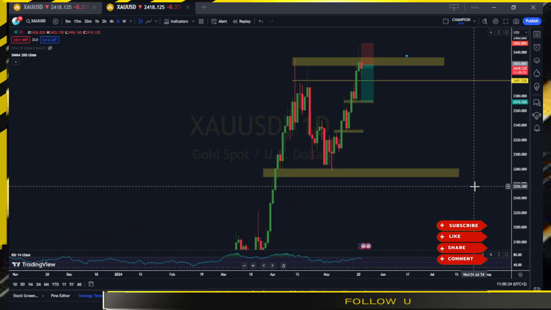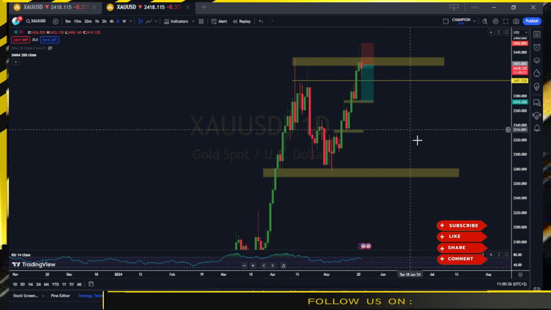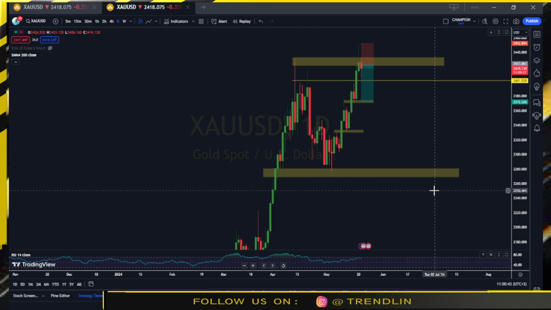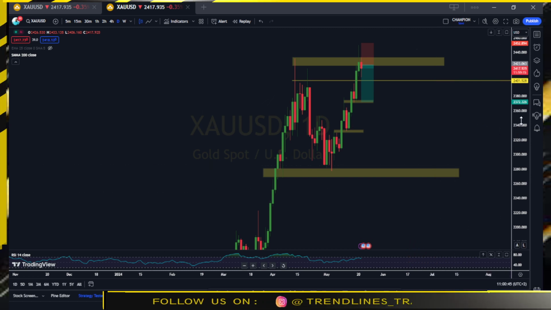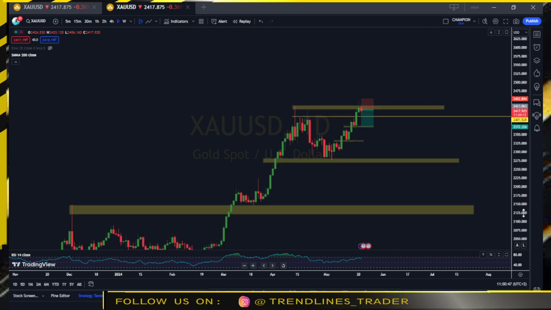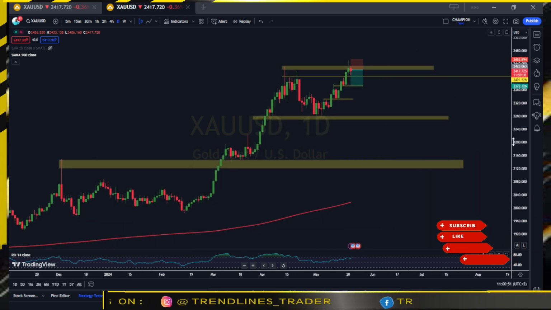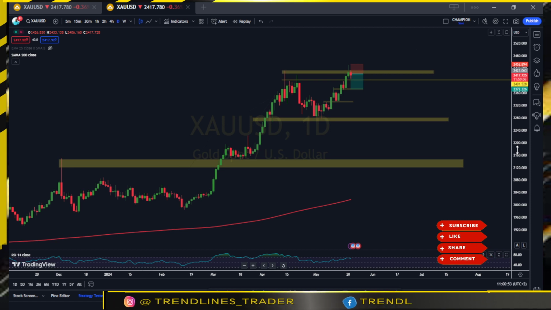I opened some trades, and then this is what is happening. It seems like our gold is showing up, giving us good impressions. It's giving us a good movement, going according to the way I planned. It's moving towards the direction I planned. This is our gold on the daily time frame.